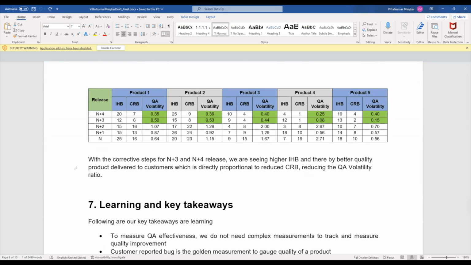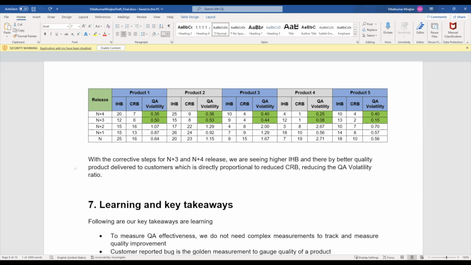Now, maybe we are not in the most ideal phase. We are not able to bring ourselves below that 0.2 ratio, but we have dropped from 1 to 0.5 in the first product. We have been able to drop from 1.29 to 0.53 in the second product, and so forth. But we are on the right track.